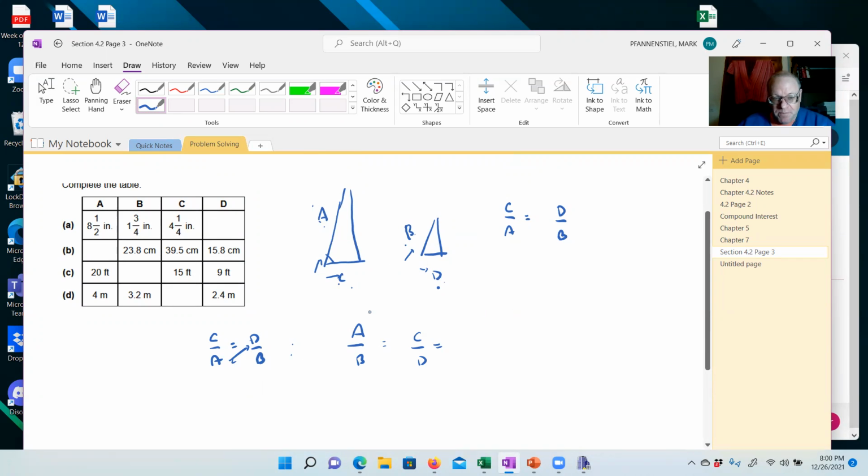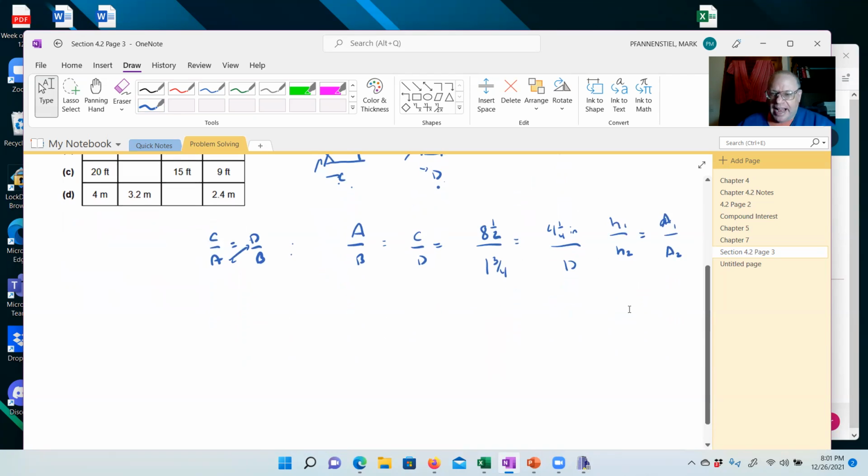So what we're going to do here, I'll do part A because it looks the scariest. We have 8 1/2 inches, and then my B is 1 3/4 inches. And then our C is 4 1/4 inches. And then D, we don't know. So we have hypotenuse to hypotenuse, effectively H1 and H2, and adjacent over adjacent. We're setting this up as a ratio.